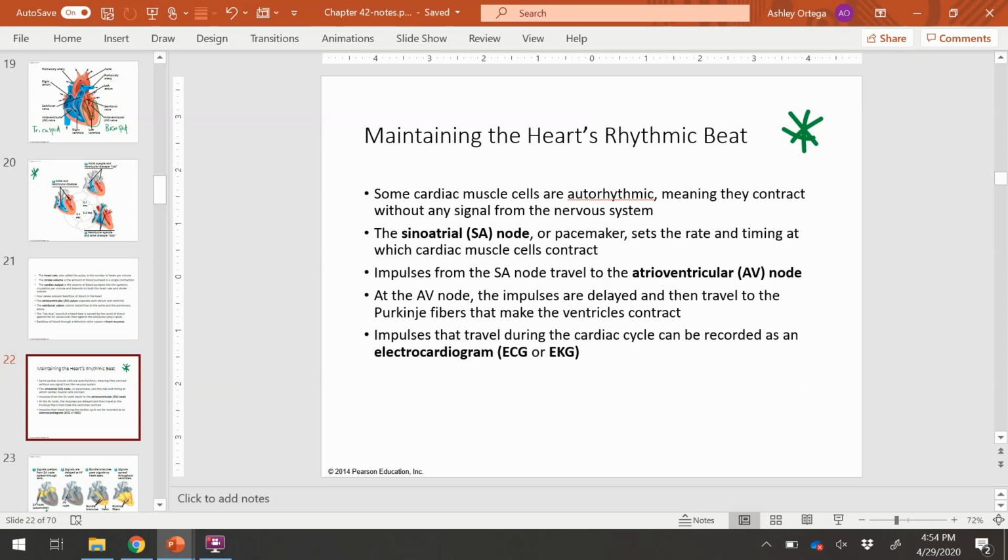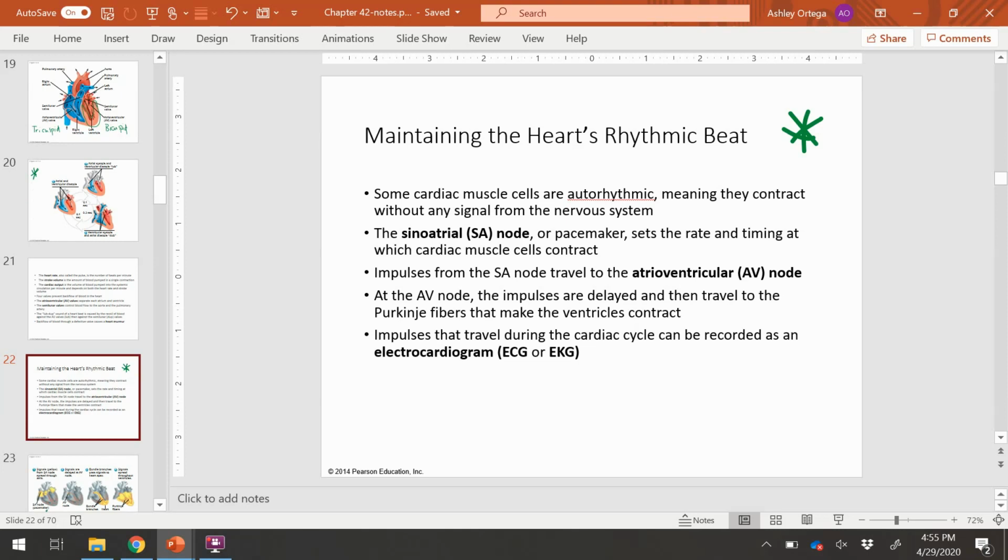So now that we've looked at the heart and structure, we want to identify some features about the heartbeat. It has an autorhythmic beat, meaning it can contract without any signal from the nervous system. As you will know from experience, your heartbeat can change based on your situation, and that is done by the nervous system. But in its normal resting state, it does not need any help. And so that will be autorhythmic.